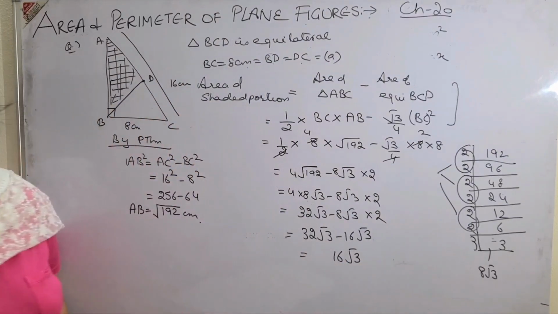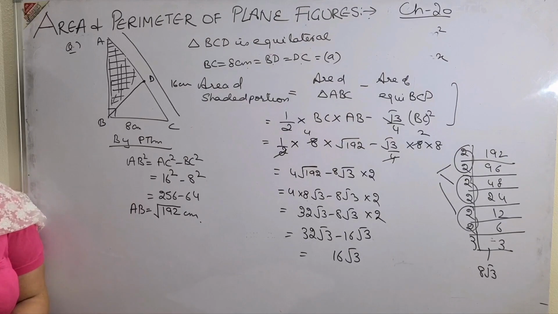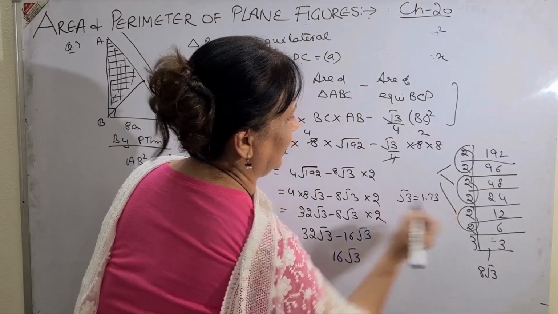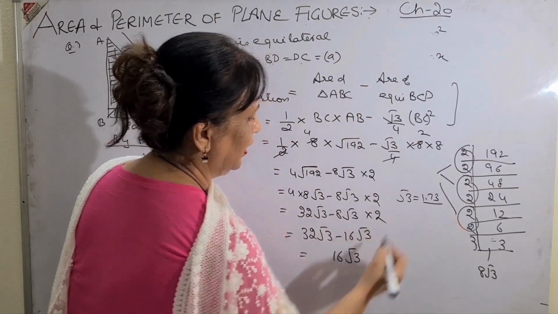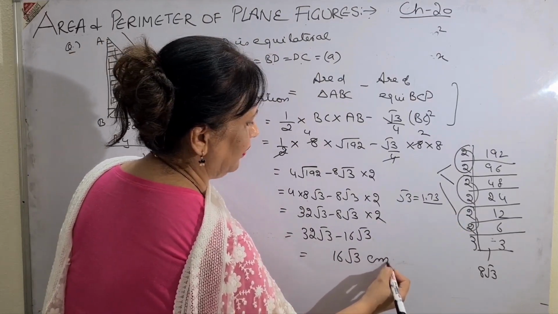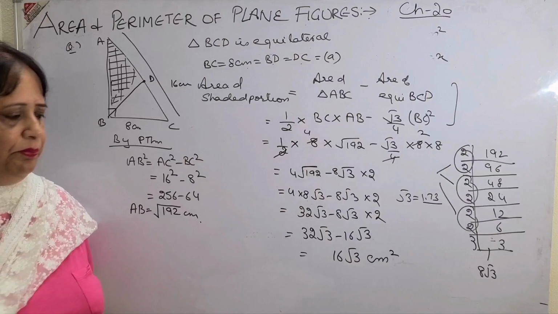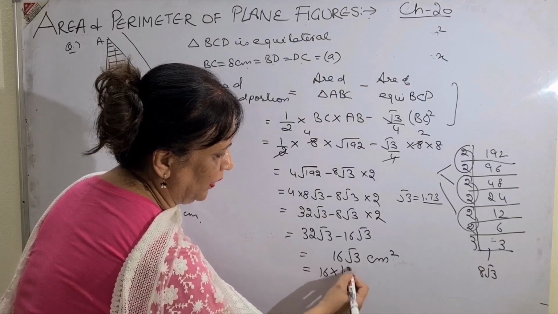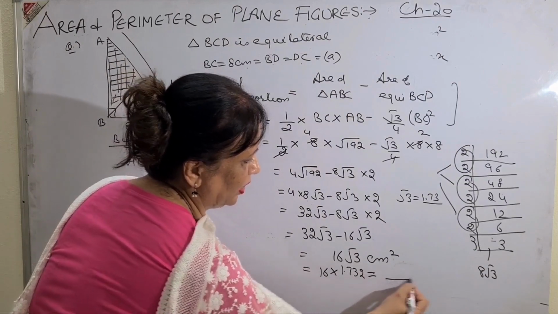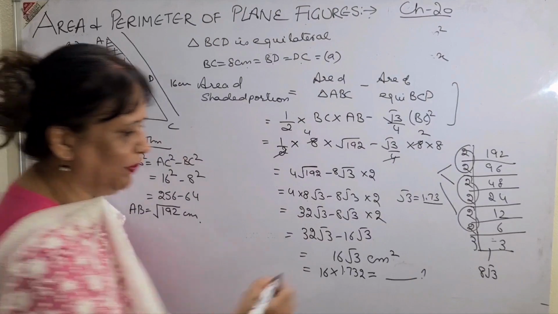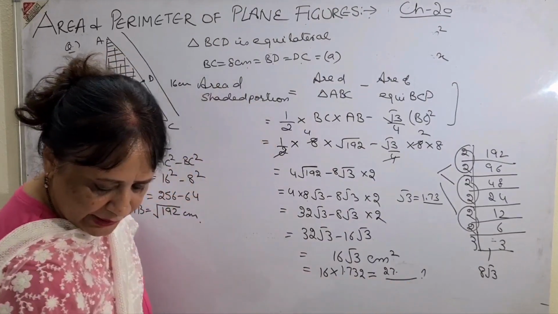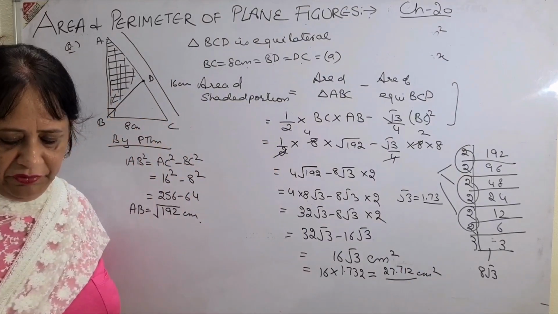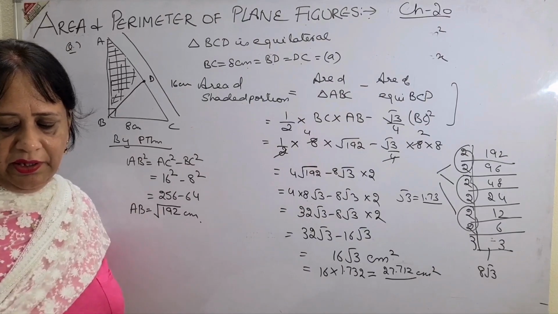Now the root 3 value you have to find out, and you have to remember also. If it is given in the question, well and good. Otherwise root 3 is 1.73. It is mostly given in the question. You can leave your answer like this also, but my suggestion is that you please do the sum fully and get the answer to 2 decimal places. 16 into 1.732, multiply and get your required answer. For example, if I multiply, I get 27.712 centimeter square.